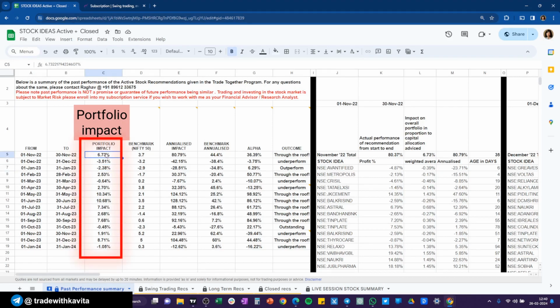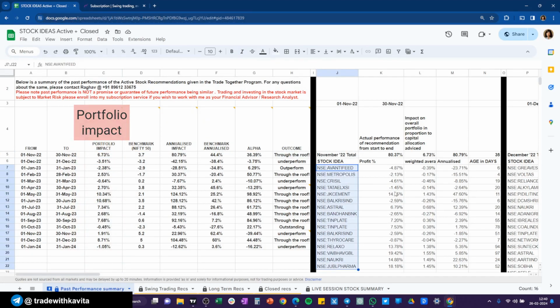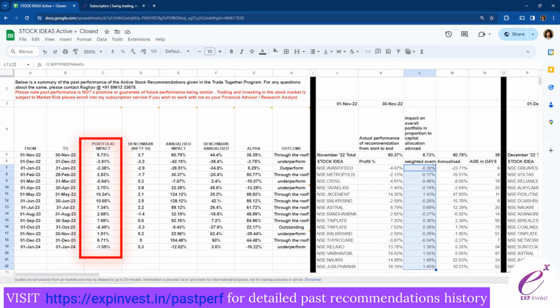This portfolio impact is calculated on the basis of all the stock recommendations given, the profit generated by them, weighted by the allocation recommendation given. The sum total of this is what makes the portfolio impact.